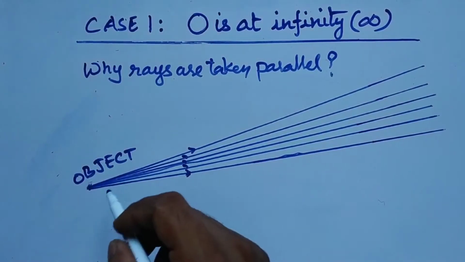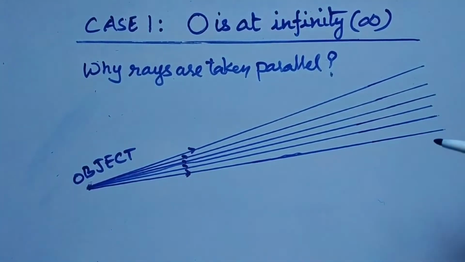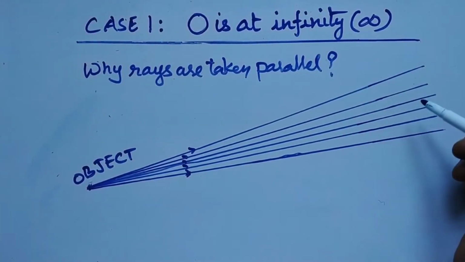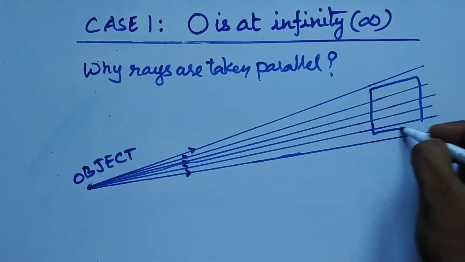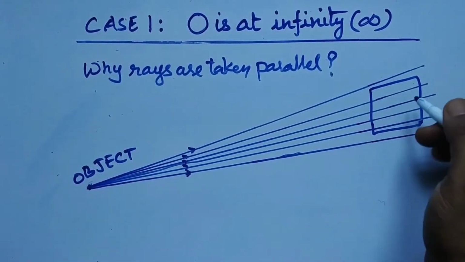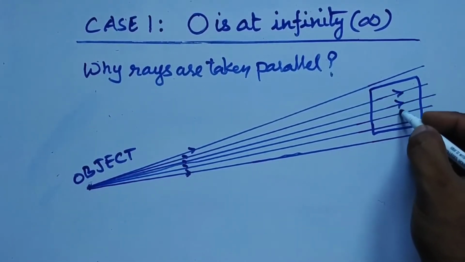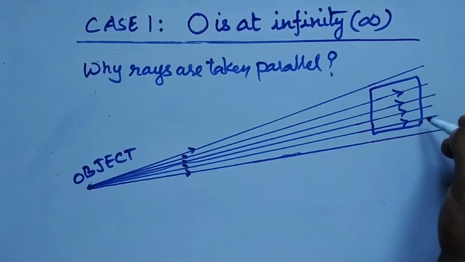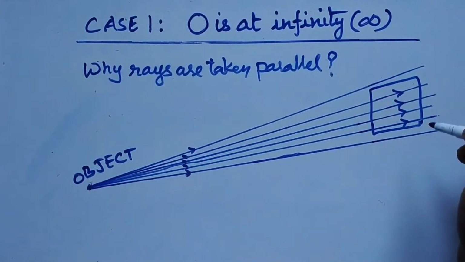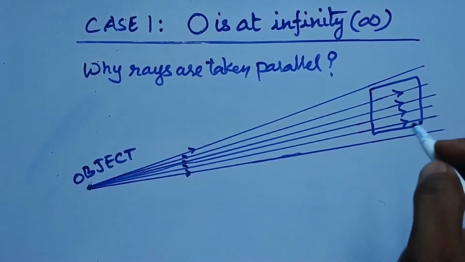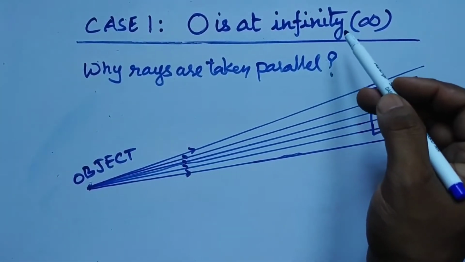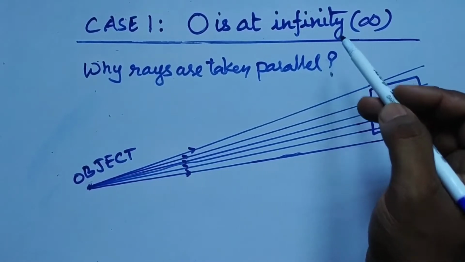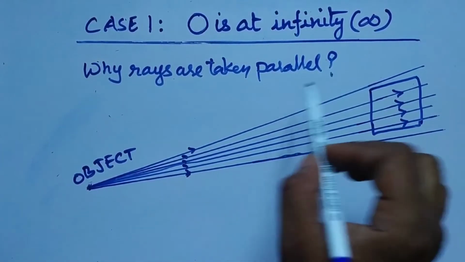If this object is at very far distance apart, the rays we will intercept will be these rays. And you are seeing that approximately these rays are parallel to each other. Approximately we can take rays parallel to each other. That's why you have to remember this fact that when the object is placed at infinity, then the rays that are coming from the object are treated parallel to each other.